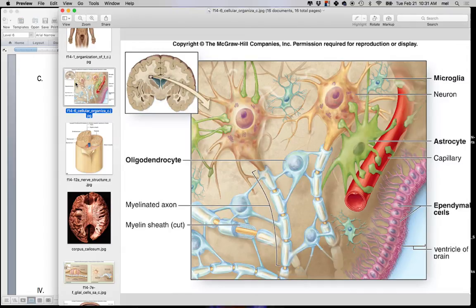And they also tend to wrap their little feet around capillaries in the brain. And by doing that, they actually act as bouncers to make sure that nothing unsavory gets at the twins. They actually aid in maintaining the blood-brain barrier. And the blood-brain barrier, we'll talk about it more in the next set of notes.